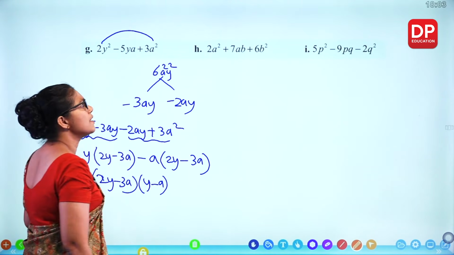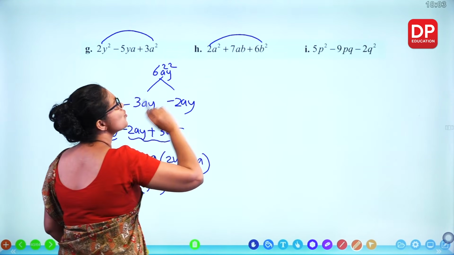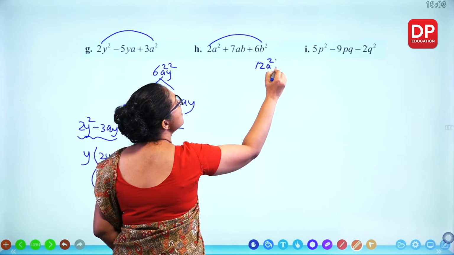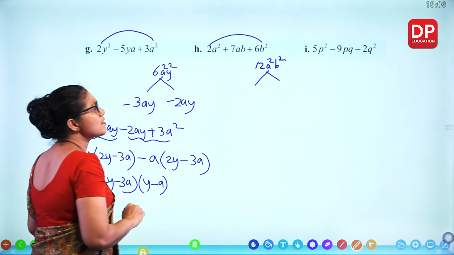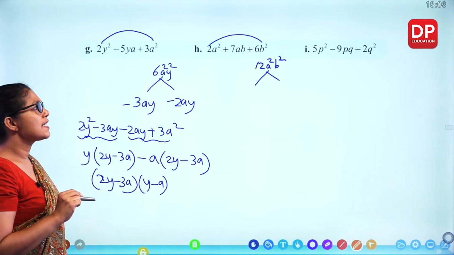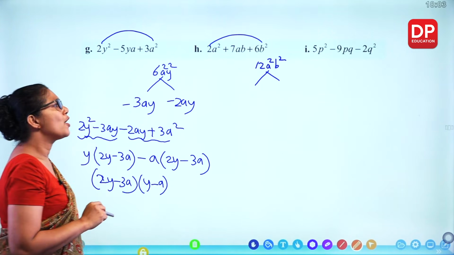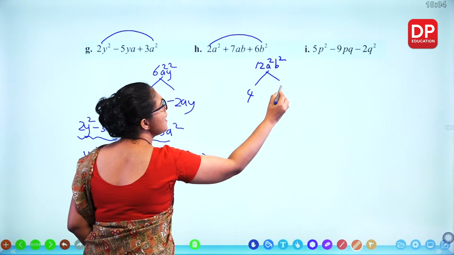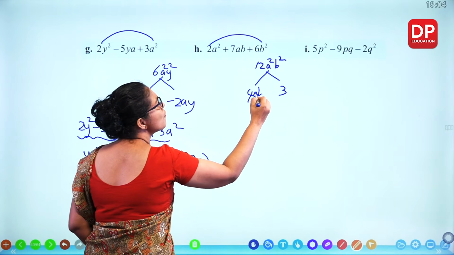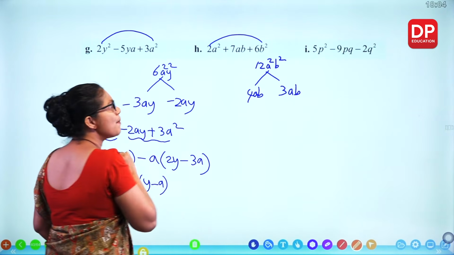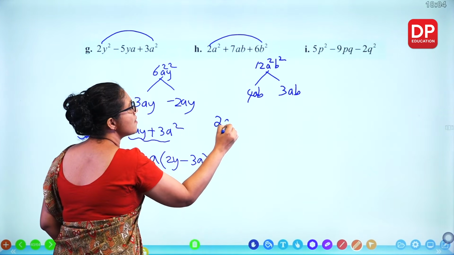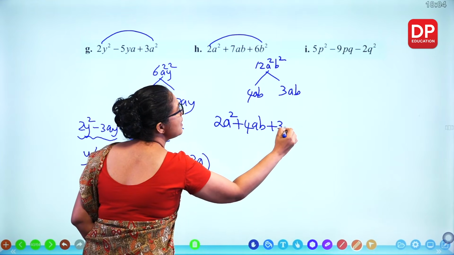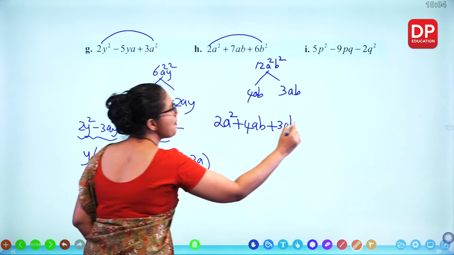Now, look at this one. No common terms. Again, we multiply these two. When you multiply these two, you get 12a squared b squared. So, what are the factors of 12? Middle term is positive. That means both factors are positive. So, here factors of 12, you can write 4 and 3. So, here 4ab and 3ab. So, here write down 4ab and 3ab instead of 7ab.